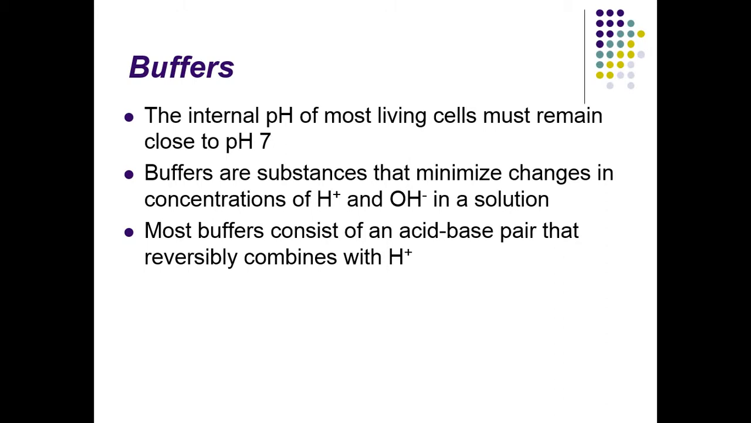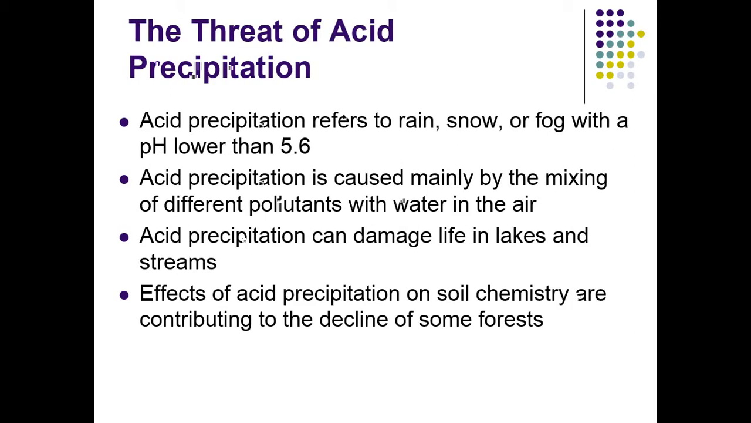Buffers are substances that minimize changes in concentrations of H and OH in a solution. Most buffers consist of an acid-base pair that reversibly combines with hydrogen. This relates to the world as we know it because there is this thing called acid precipitation. Acid precipitation refers to rain, snow, or fog with a pH lower than 5.6. Acid precipitation is caused mainly by the mixing of different pollutants with water in the air, and it can damage life in lakes and streams.